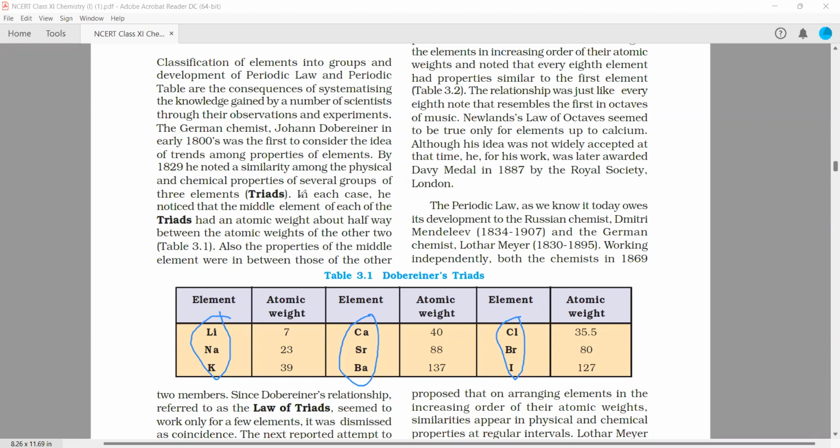So now, what are triads? In each case he noticed that the middle element of each triad had an atomic weight about halfway between the atomic weights of the other two.